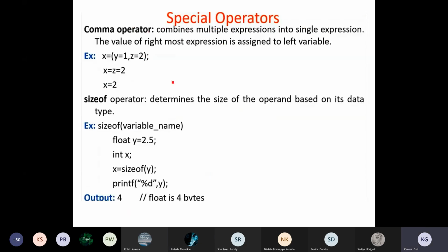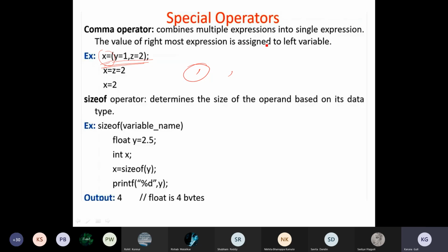So I have special operators. What are the special operators that are available in C? You have something called the comma operator. Usually we hardly use this kind of stuff inside programming, but it is available in the C language. If you write x equal to (y is equal to 1, z is equal to 2), then one of these two values will be assigned to x.